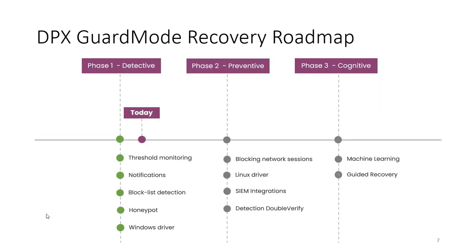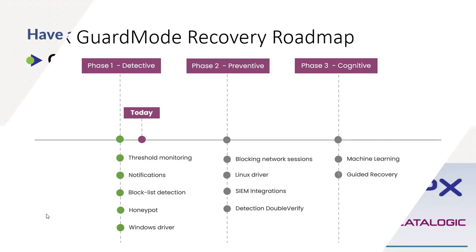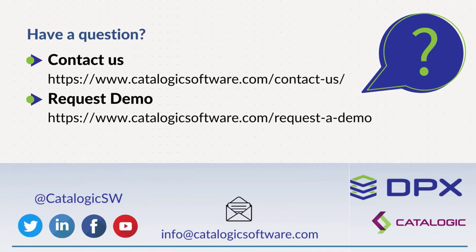DPX Guard Mode will be implemented in 3 separate phases. The first is the detective phase, which we've just released with DPX version 4.8.1. This essentially just does the monitoring and notification of any violations and reports it back to the DPX event console. With phase 2, we'll be implementing the preventive functionality to immediately block and deny access to users in violation of these rules. And the final phase 3 will be the cognitive phase, where we will incorporate machine learning and tie in the DPX recovery functionality to help guide users through a restore of only those files that were modified before the offending user was effectively blocked.